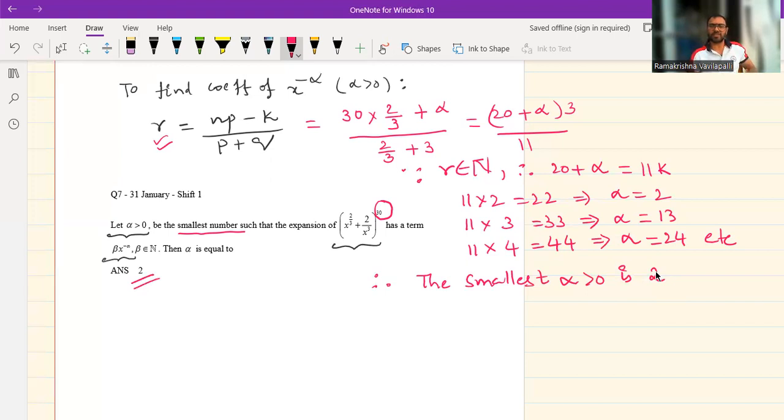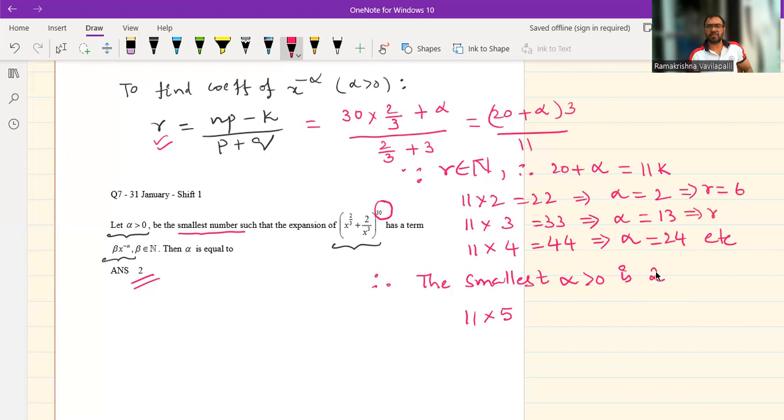So there are several questions that they may ask, such as how many values of alpha exist for which beta into x power minus alpha is possible. Then we need to give another, like 11 into 5 equal to. But here, based on this, I forgot to tell you, R always lies between 0 to 30. So R should not exceed 30. So for this particular reason, what is the R value? When alpha is 2, 2 into 3, R value is 6.